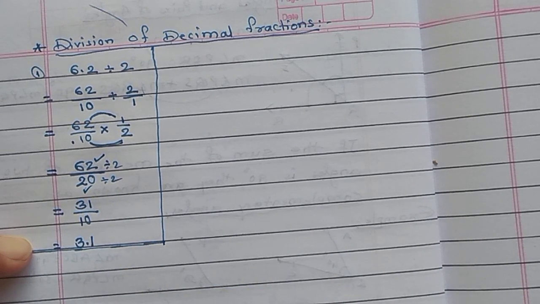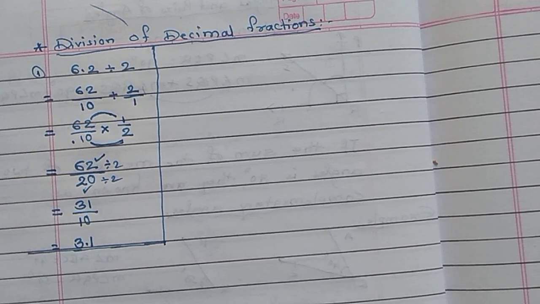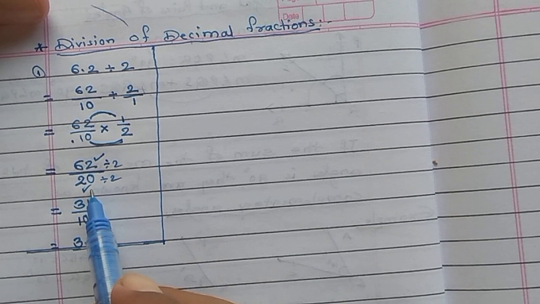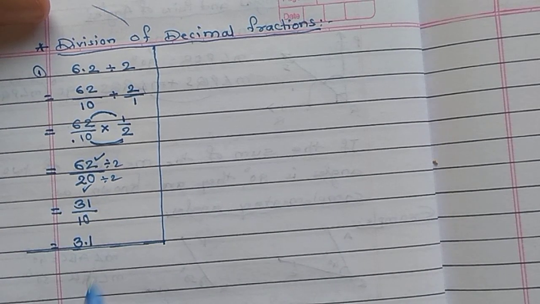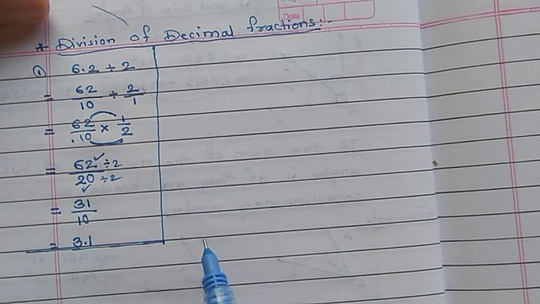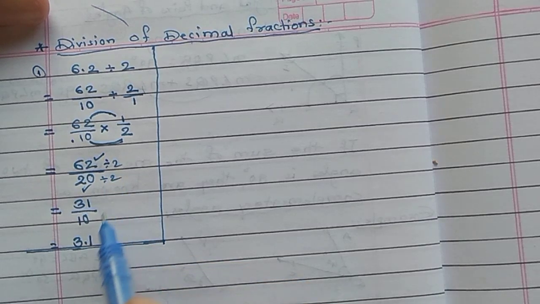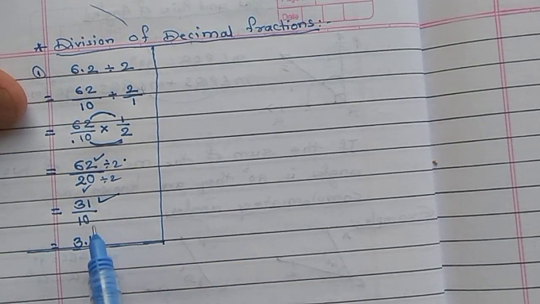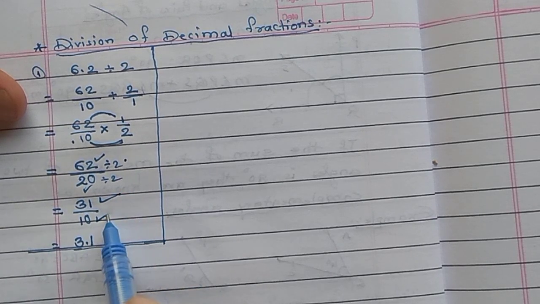Now this 62 upon 20, convert into decimal fraction. Decimal fraction means what? Whose denominator should be either 10 or 100 or 1000 or something like that. But now here easily we can convert it into 10. So divide both the numbers by 2. 62 divided by 2, the answer we get is 31. And 20 divided by 2, the answer we get is 10.